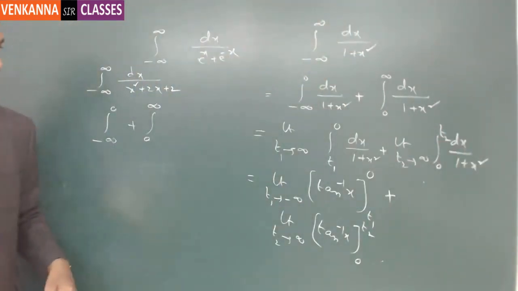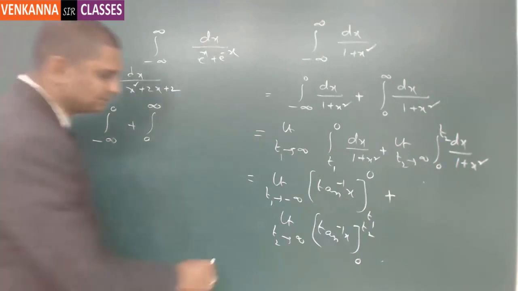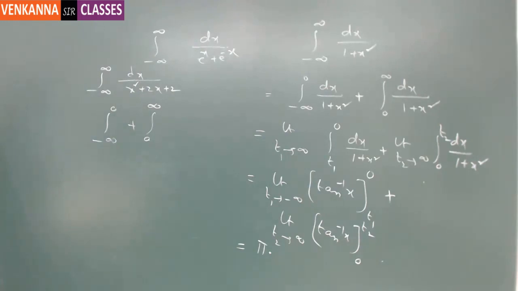That thing we will do. If you apply the limits, you are going to get the value pi. Please check the limit parts. I am leaving that part for you because the limit substitution calculation is easy. For the first integral you will get minus of minus pi by 2 as the limit value. For the second one you will get pi by 2 as the limit value. So pi by 2 plus pi by 2, pi is the answer. You please check that.